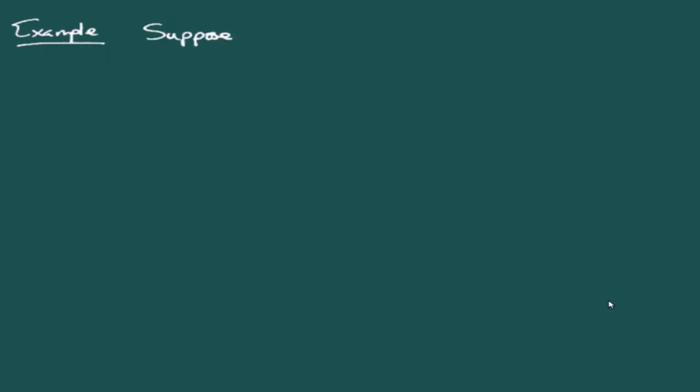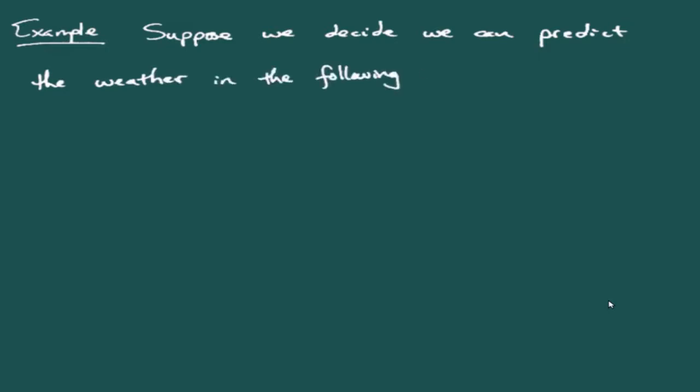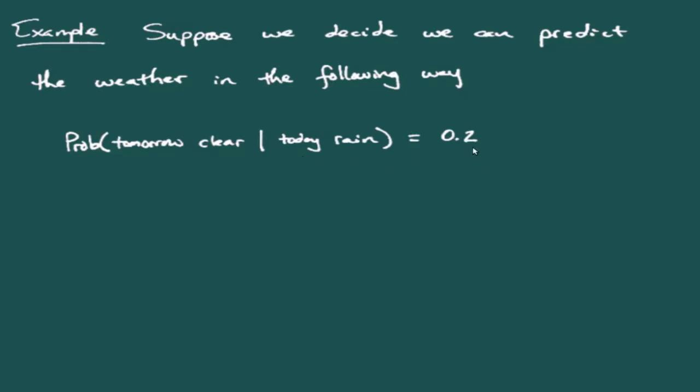So another application that we can do for this is to say that we want to predict the weather. And suppose that we decide we can predict the weather in the following way. We say that the probability that it's going to be clear tomorrow, given that it is raining today, is just going to be a probability of 0.2.